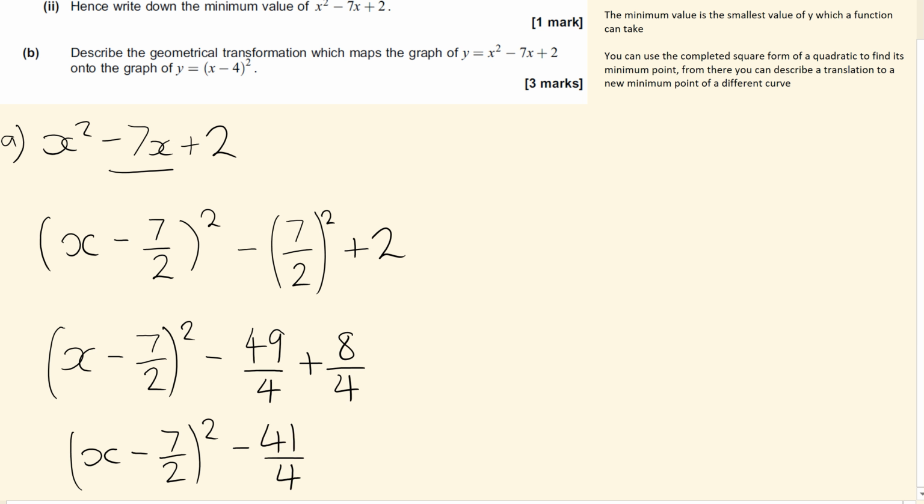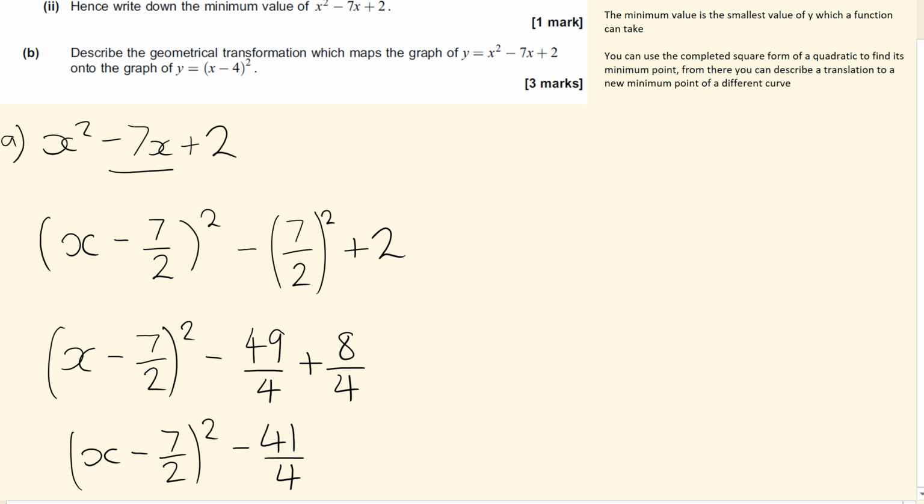Now we could have done that differently. A lot of my students that did this exam found squaring 3.5 was quite tricky and they ended up with things like 9.25 and things that are just not quite right. So if you keep it as a fraction, you won't make that mistake.